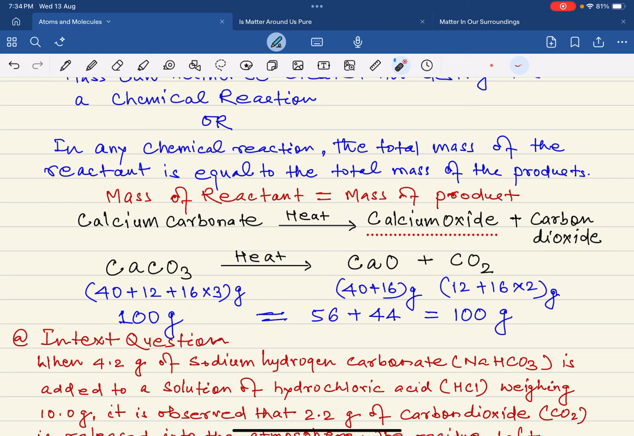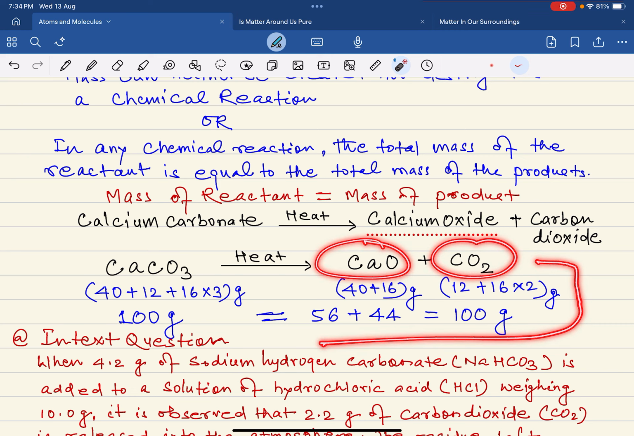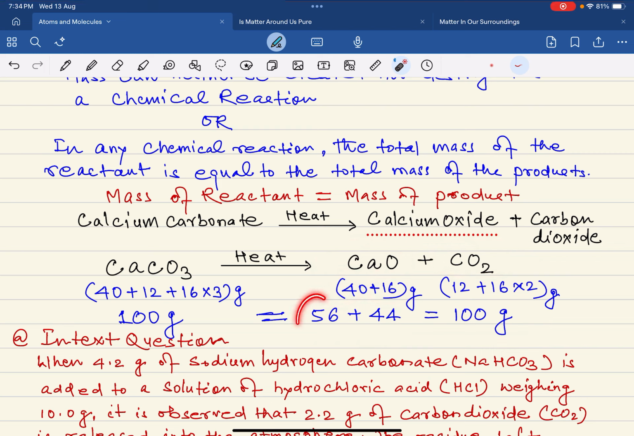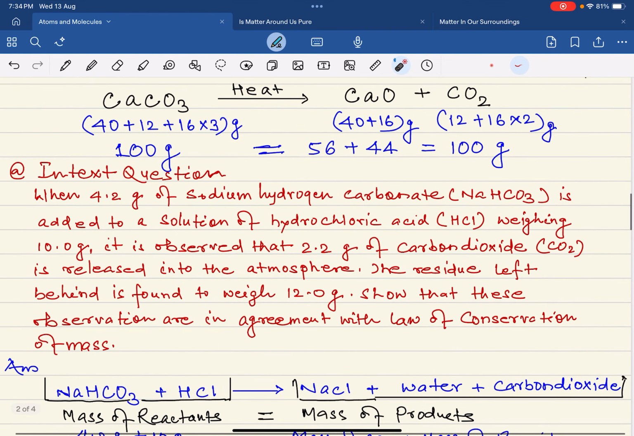On thermal decomposition or on heating, calcium carbonate gives calcium oxide and carbon dioxide. Mass of calcium is 40 gram and mass of oxygen is 16. So, mass of calcium oxide is 56 gram. Mass of carbon is 12 and oxygen is 16, and there are 2 oxygen atoms, so 16 into 2. So, 44 gram is the mass of carbon dioxide. 56 is the mass of calcium oxide and 44 is the mass of carbon dioxide. So, total mass becomes 100. So, mass of reactant is equal to mass of product.